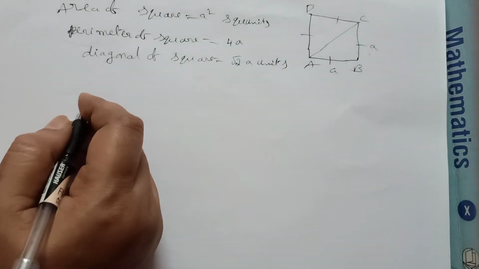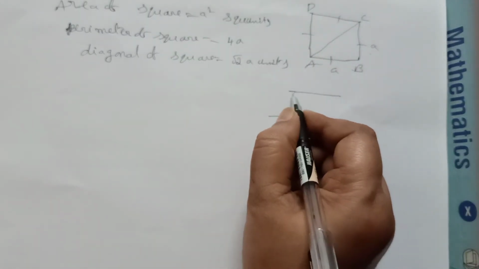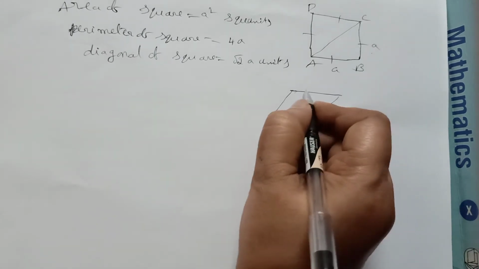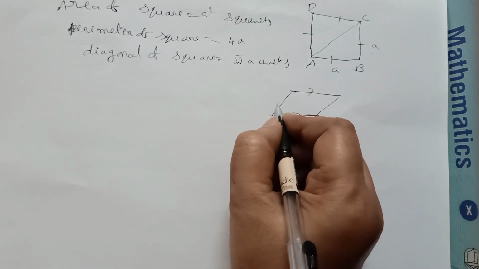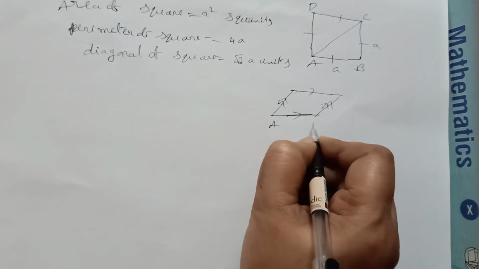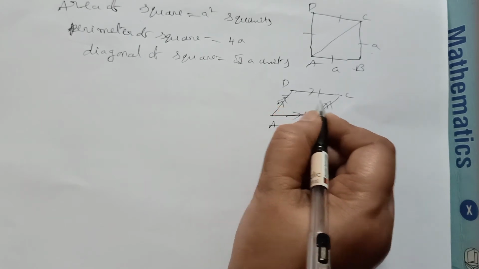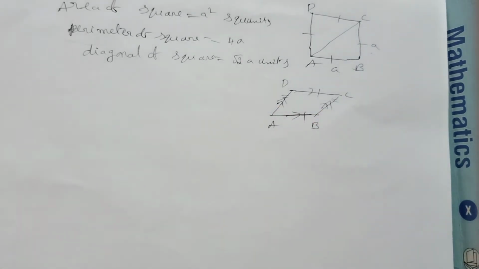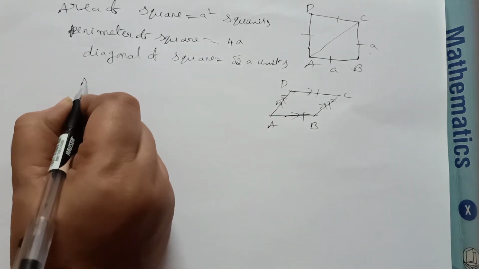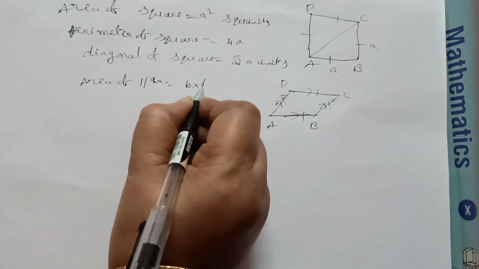So, area of parallelogram. What is a parallelogram? A quadrilateral in which two pairs of opposite sides are parallel and equal. These two are parallel and equal, and these two are parallel and equal. So the area of the parallelogram is base into corresponding height. Area of parallelogram is equal to base into height.